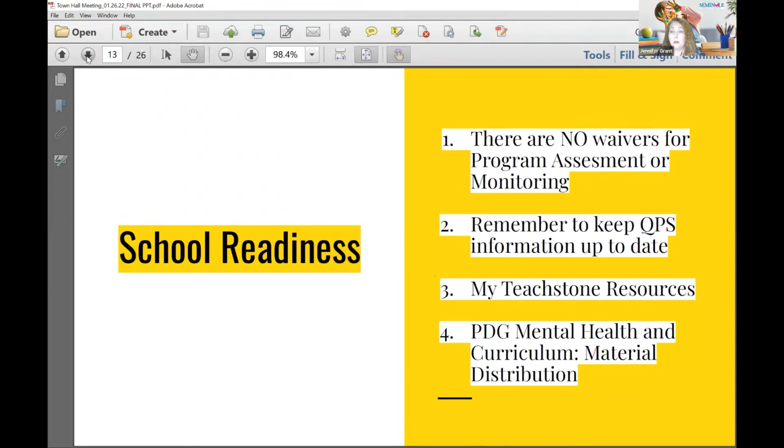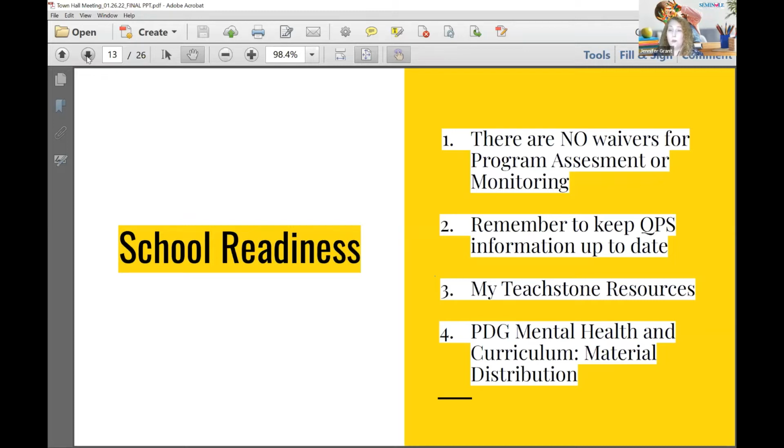Remember to keep QPS information up to date. That's where your teacher rosters go, your teacher assignments. And we need that up to date because we understand that you're having some turnover of staff. Hopefully things are starting to stabilize, but as you're recruiting or retaining staff, we need to make sure that we have accurate teachers in that system because that drives our program assessment. So we just want to make sure that everybody, as you're having any changes, keep that up to date.